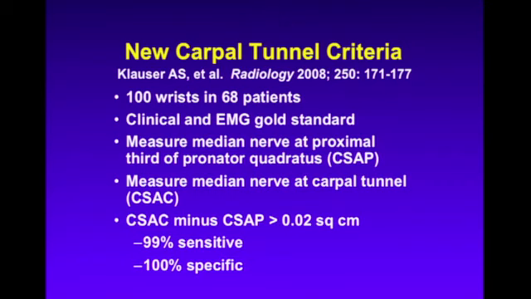The value of this paper is that since people can have different sized nerves, by using a relative measurement in the same patient, you can say, well, if the nerve gets more than 0.02 square centimeters bigger as it goes distally, that's abnormal and diagnostic. So these are criteria that have been adopted by many people as these relative criteria.